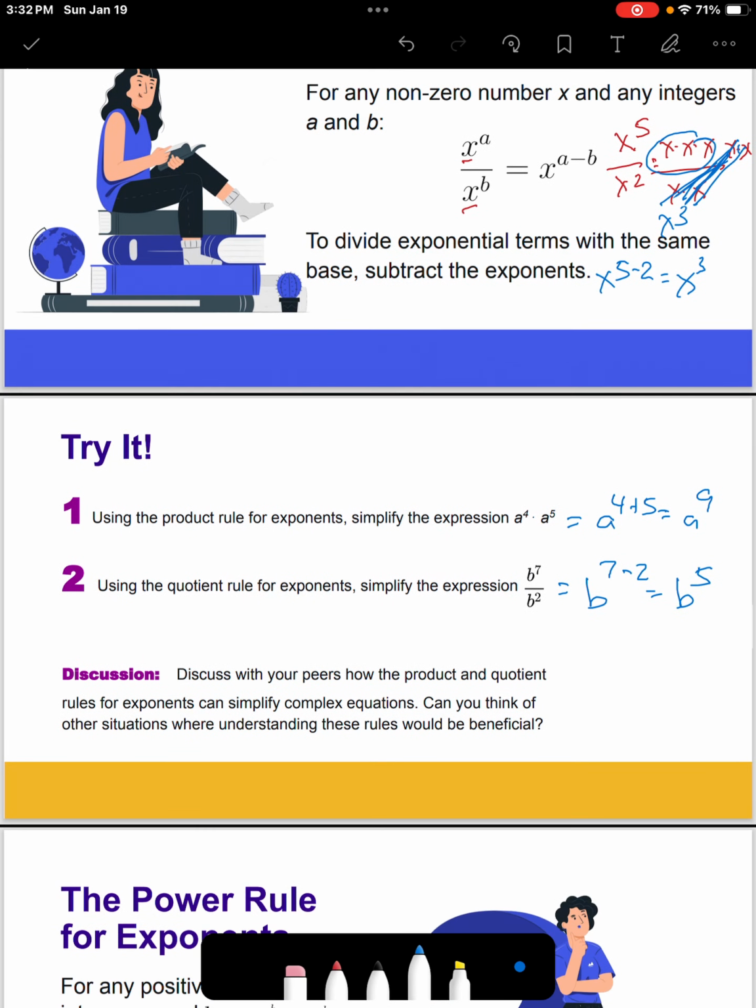Here's a few examples. Notice in this first one, the base is the same, so you add the exponents. So 4 plus 5 is 9. Number 2, notice the bases are the same, so you subtract the exponents. 7 minus 2 is 5.